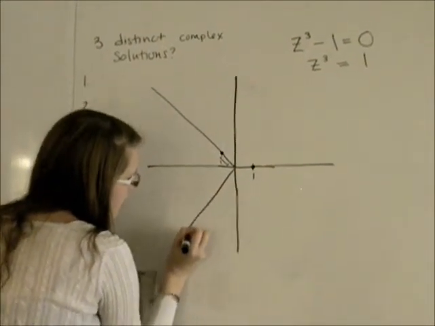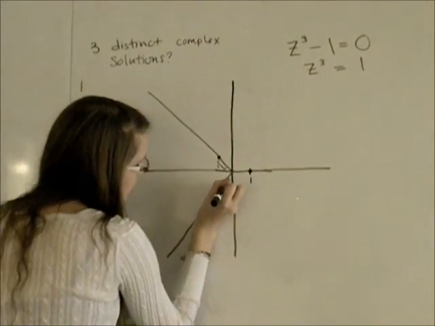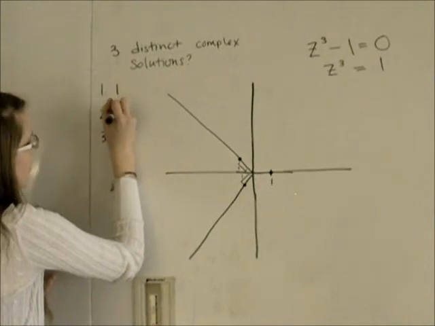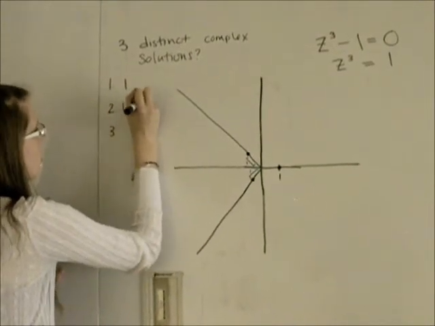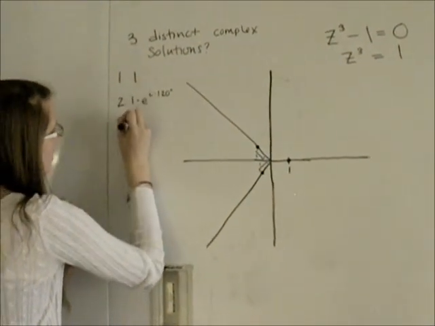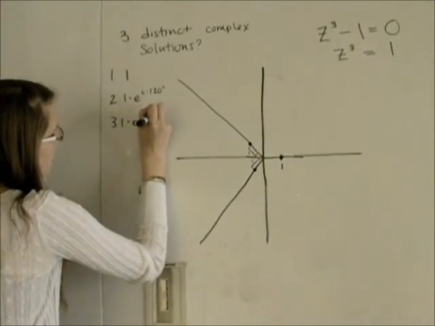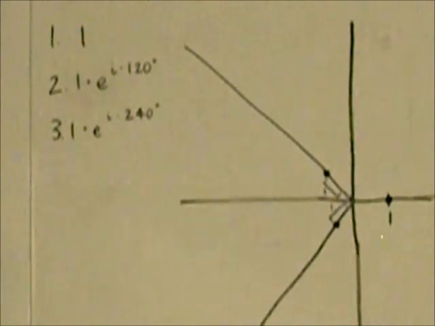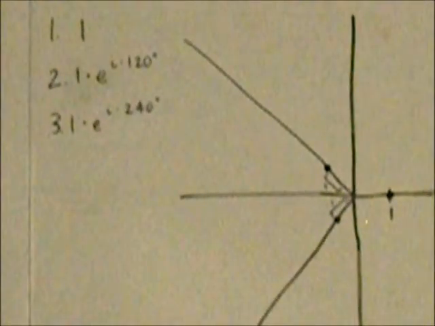The second solution is 1 times e to the i times 120 degrees, where the magnitude is 1 and the argument is 120 degrees. The third solution is 1 times e to the i times 240 degrees, where the magnitude is 1 and the argument is 240 degrees. All of these make it so z cubed equals 1, which makes z cubed minus 1 equals 0 true.